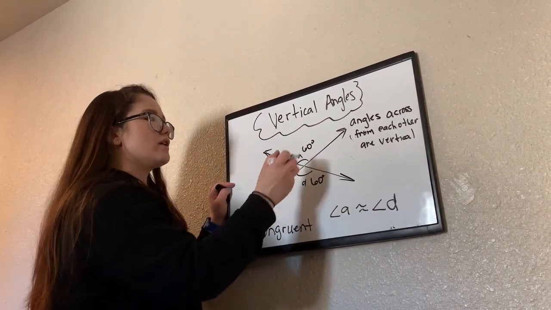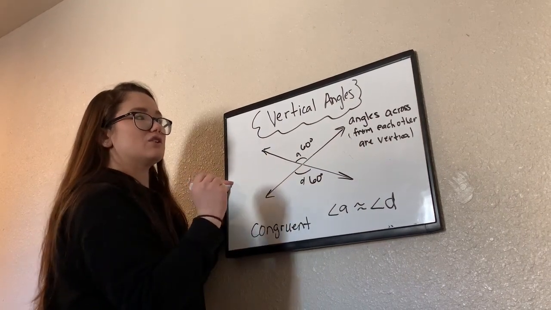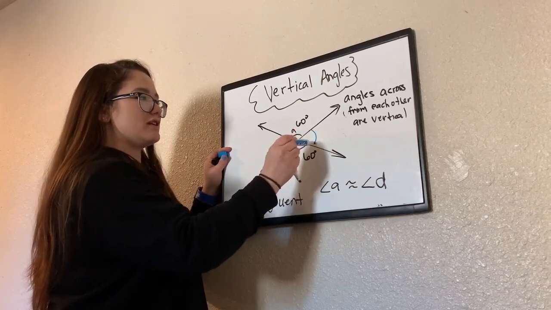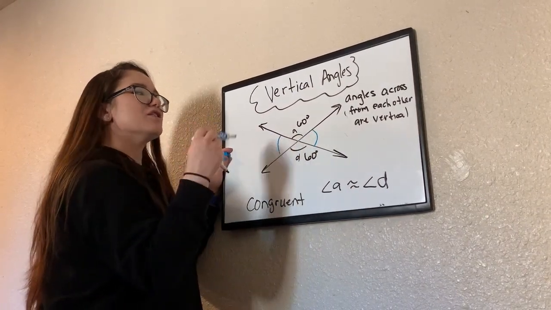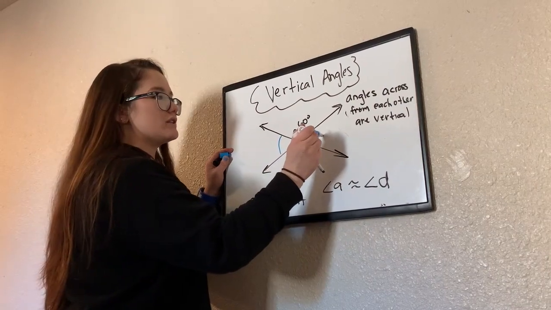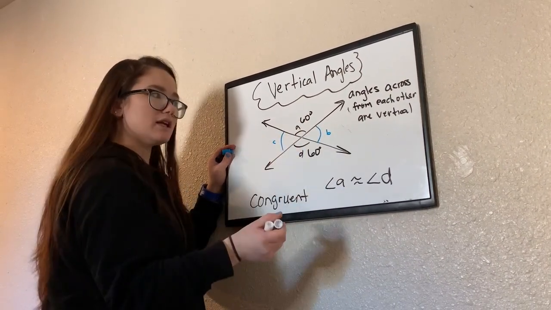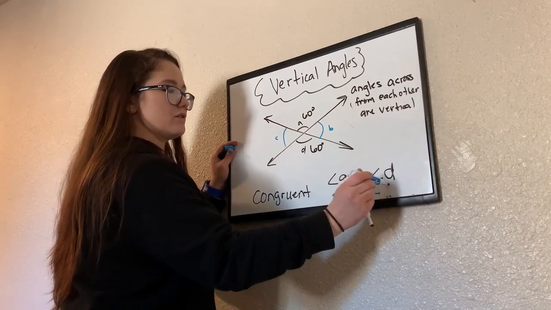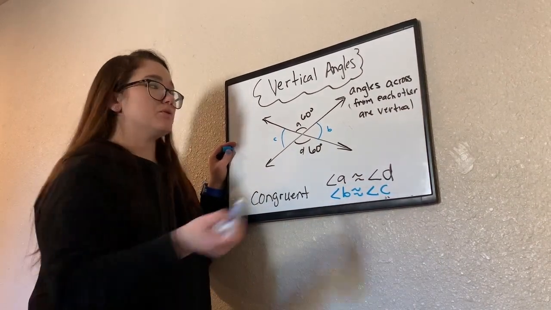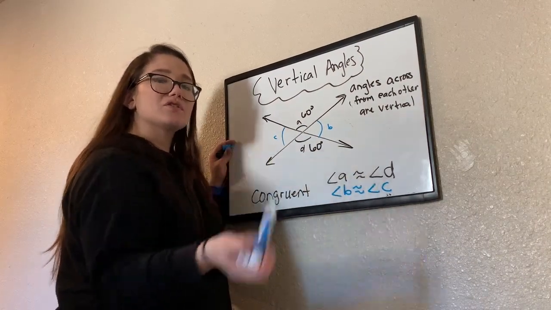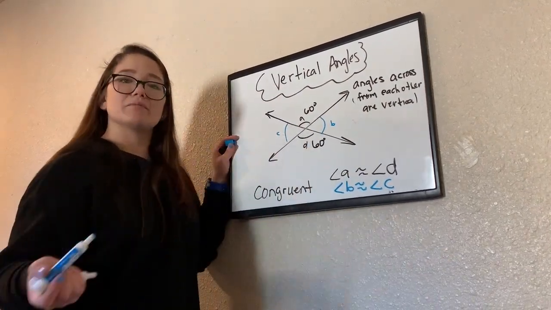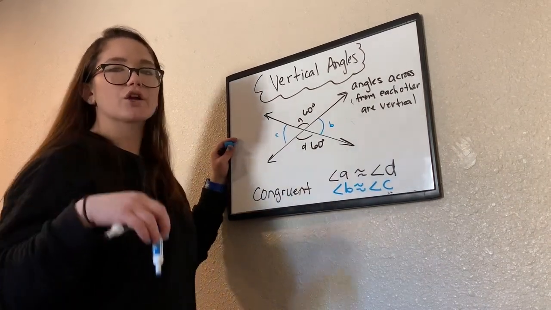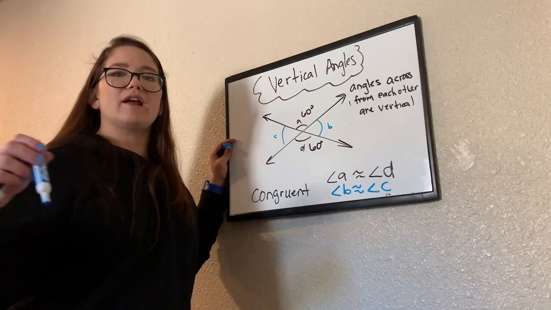So again, the lines intersect each other. The angles across from each other are vertical angles. So what about these angles here? This angle and this angle. Those are also vertical angles. So if this is angle B and this is angle C, I can also say angle B is congruent to angle C. And that just means that they're equal. So if angle B was 30 degrees, then angle C would have to be 30 degrees as well, because they're equal. Vertical angles are congruent, vertical angles are equal.